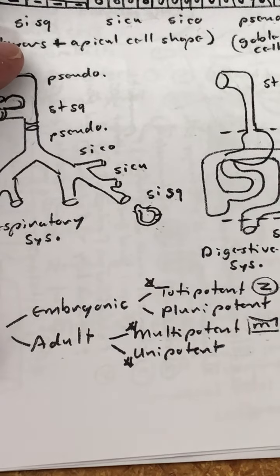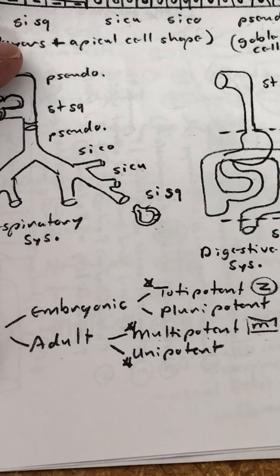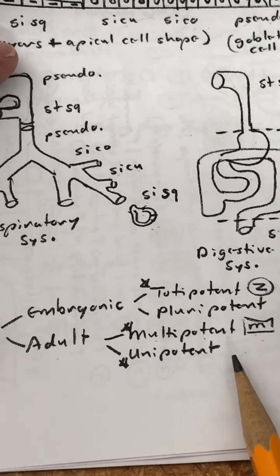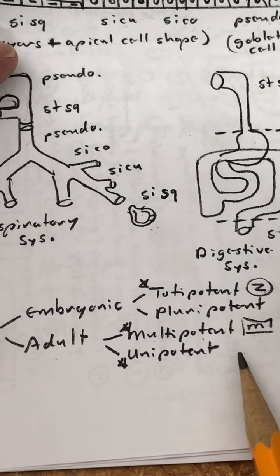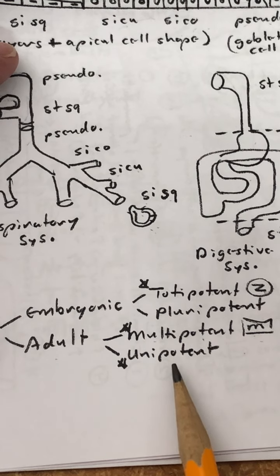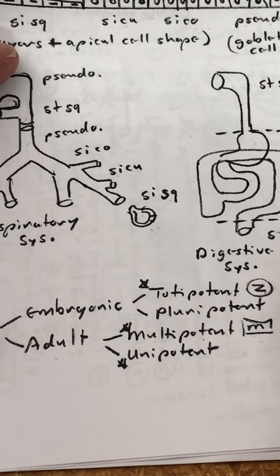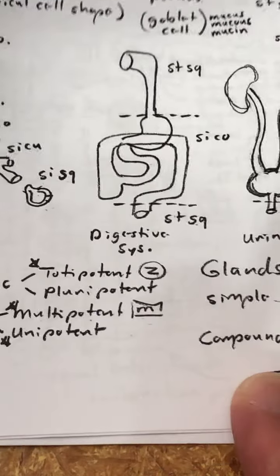And then finally, unipotent. In unipotent, it really just says this cell can make a copy of itself. It can't make anything but a copy of itself. And most of the cells inside your body that can reproduce are unipotent. They just make copies, exact copies of themselves.